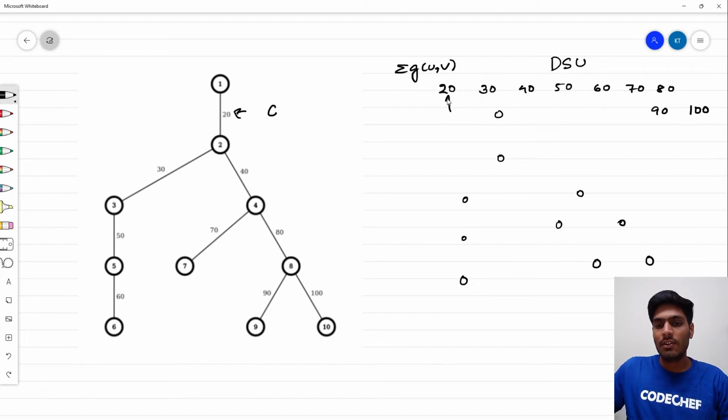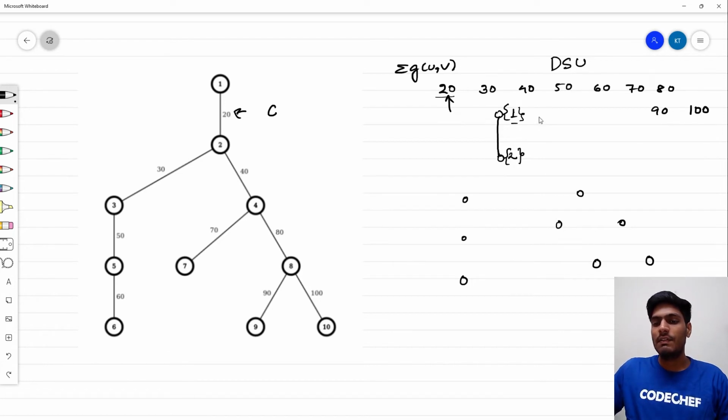And we'll start from the left. We'll first put this edge in the tree. So the edge 20 will come somewhere here between 1 and 2. Now, initially, these all are individual sets. So this set is of vertex 1, this set is of vertex 2.